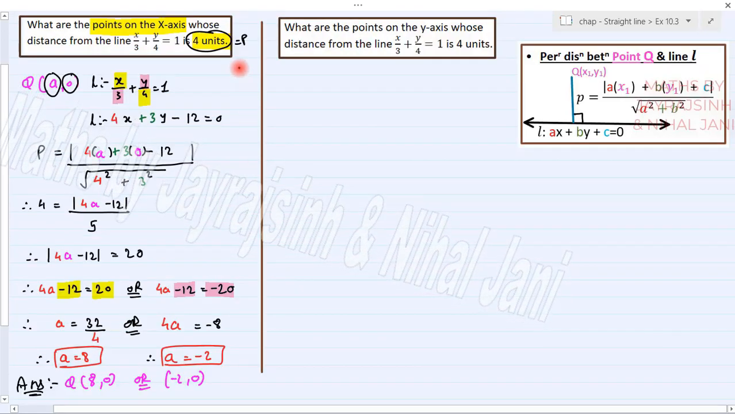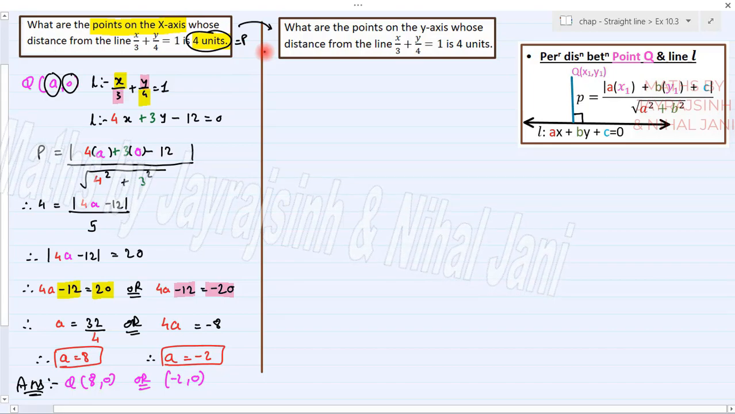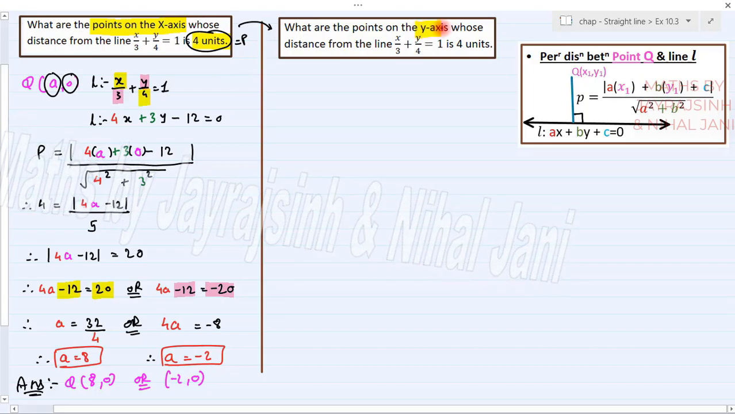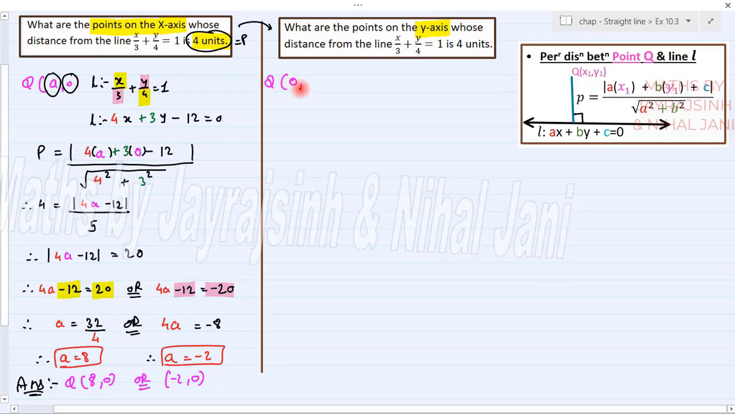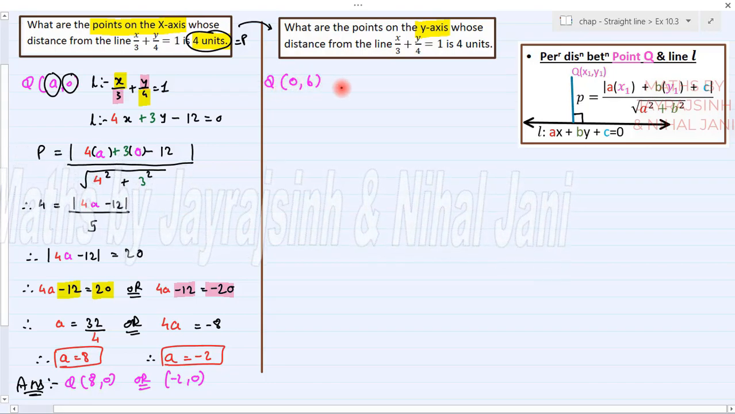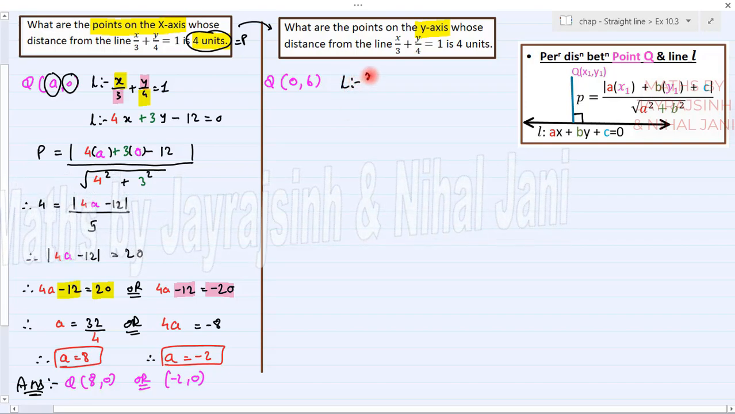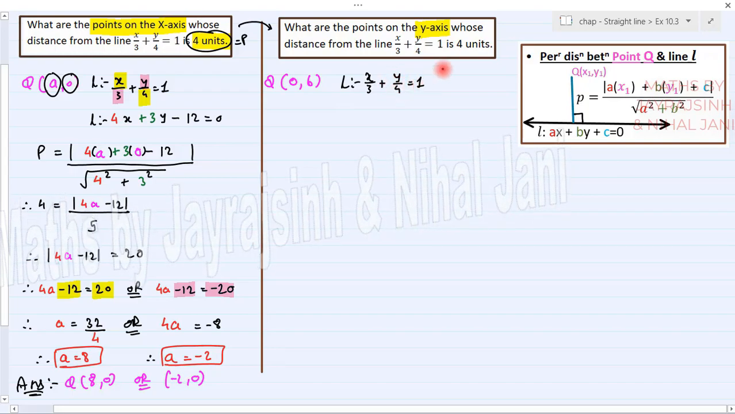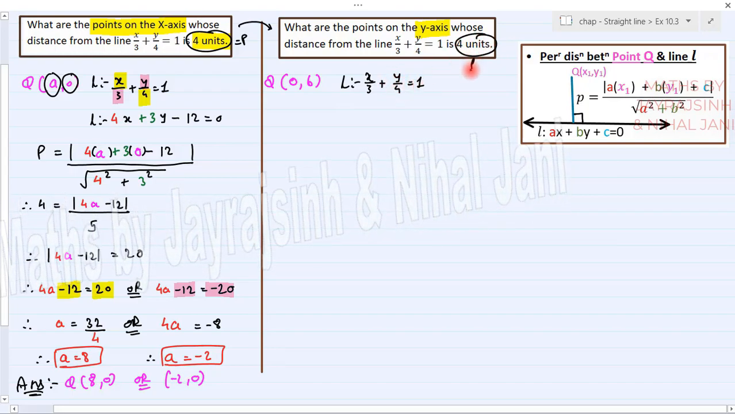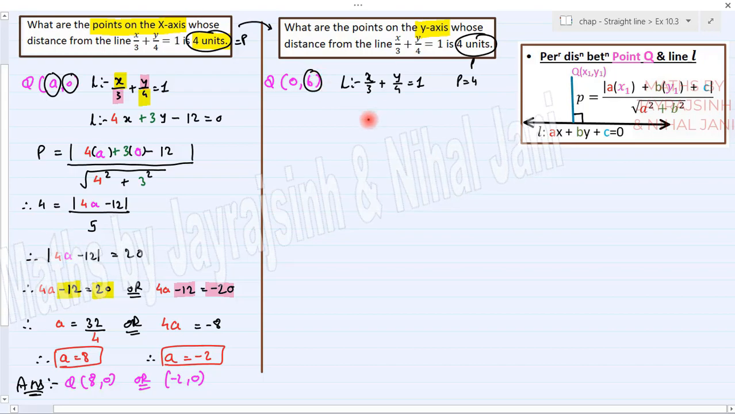Now we have the same type of another question. Actually, 90% of the question is the same. We have to find a point on the y-axis. So this time we should assume (0, b) as our point whose perpendicular distance from the line x by 3 plus y by 4 is equal to 1 is 4 units. As you can see, both questions are the same, only the assumption of the point differs.